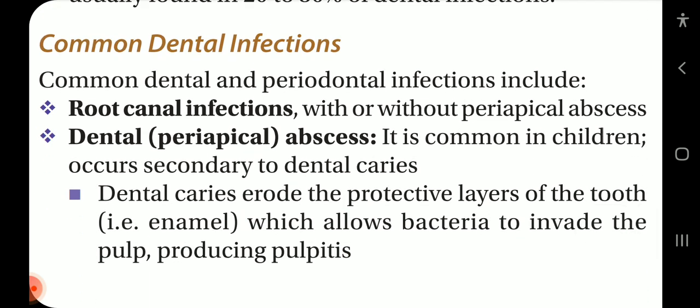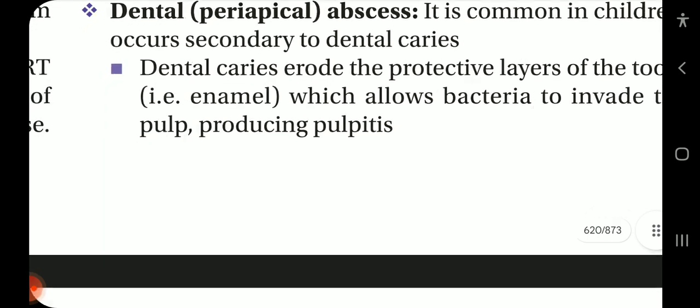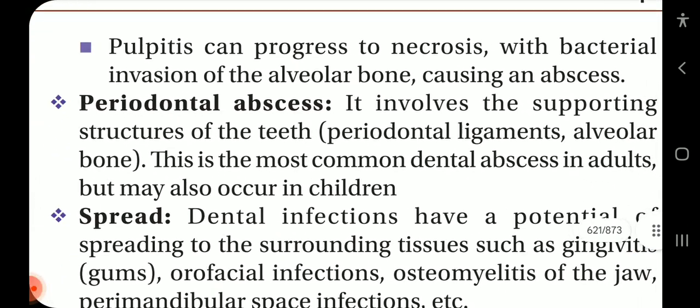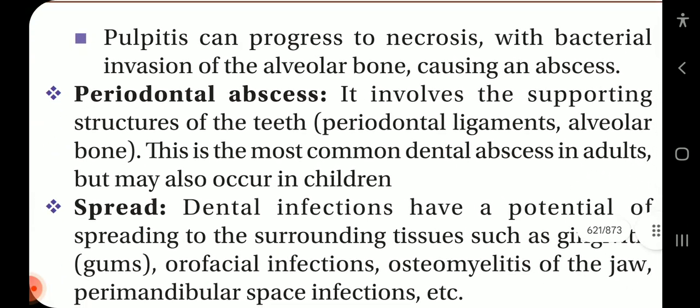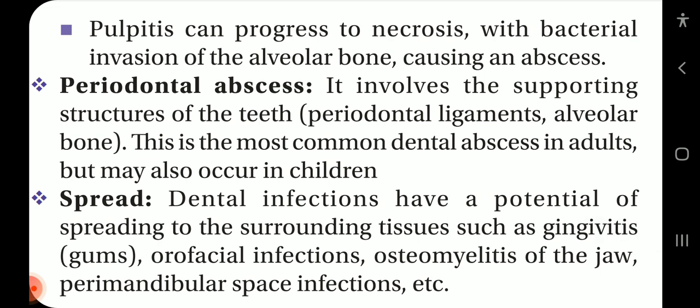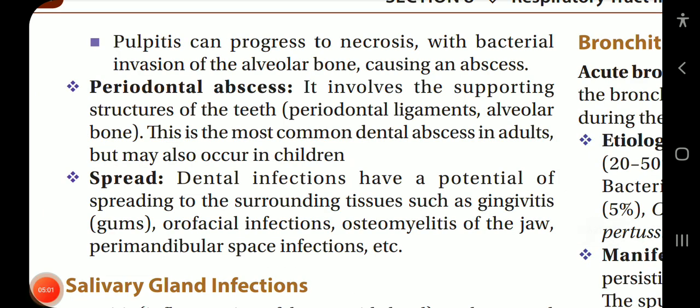Common dental infections. Common dental and periodontal infections include root canal infections with or without periapical abscess. Dental periapical abscess is more common in children and occurs secondary to dental caries. Dental caries erode the protective layer of the tooth, that is the enamel, which allows bacteria to invade the pulp, producing pulpitis. Pulpitis can progress to necrosis with bacterial invasion of the alveolar bone, causing an abscess.